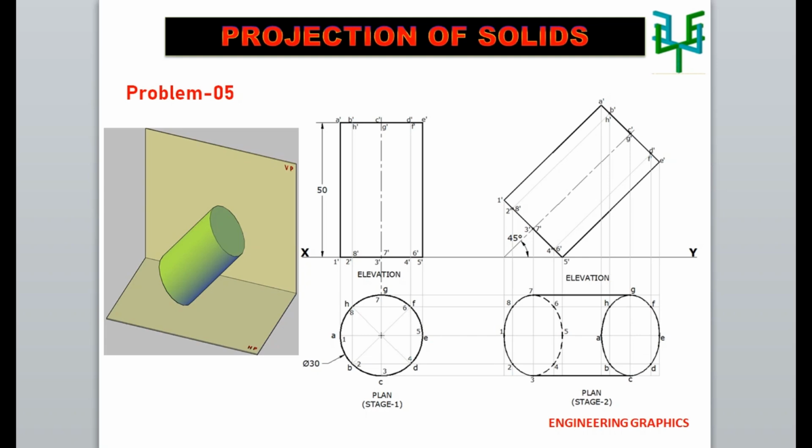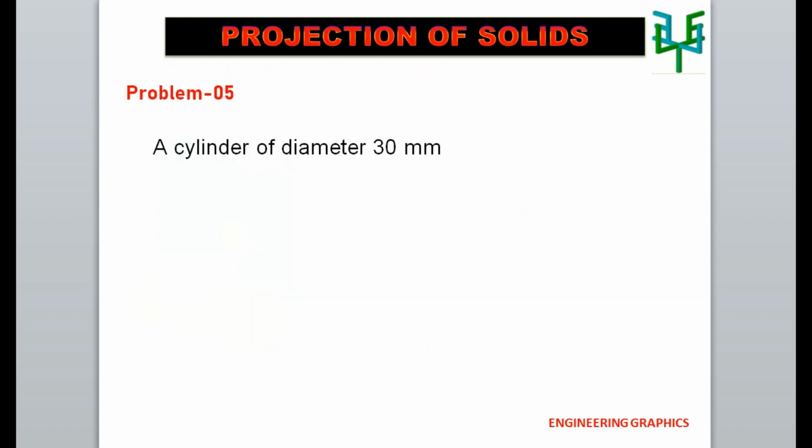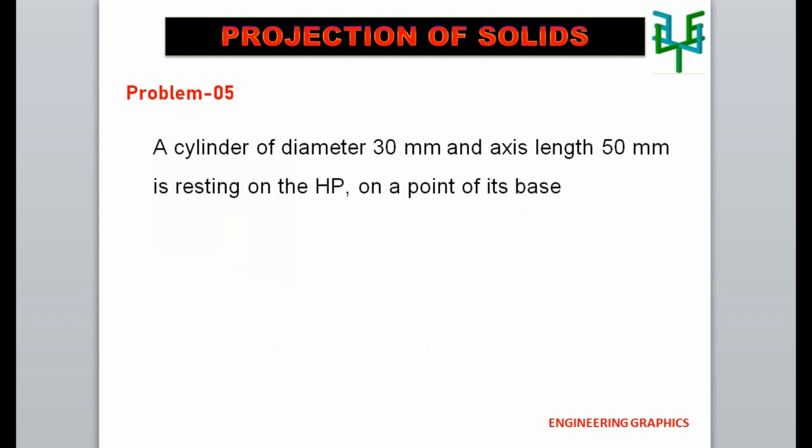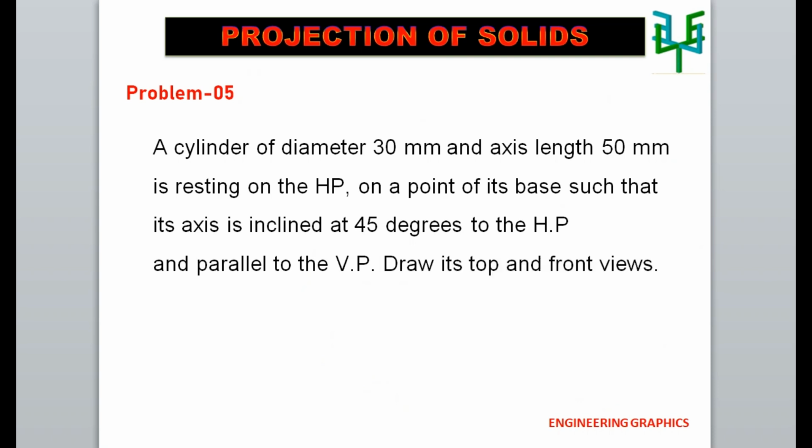In this video, we are going to discuss projections of a cylinder with the condition axis inclined to HP and parallel to VP. Let us see a problem. A cylinder of diameter 30 mm and axis length 50 mm is resting on the HP on a point of its base such that its axis is inclined at 45 degrees to HP and parallel to VP. Draw its top and front views.